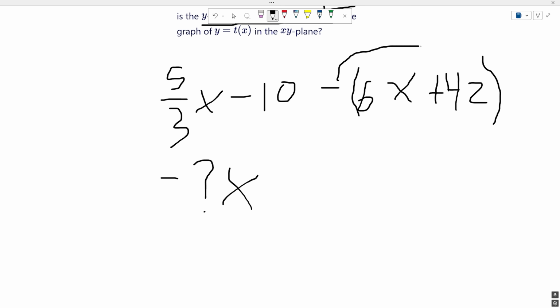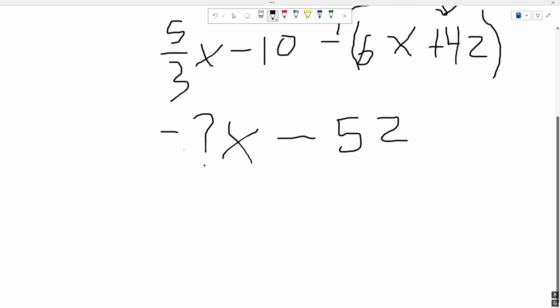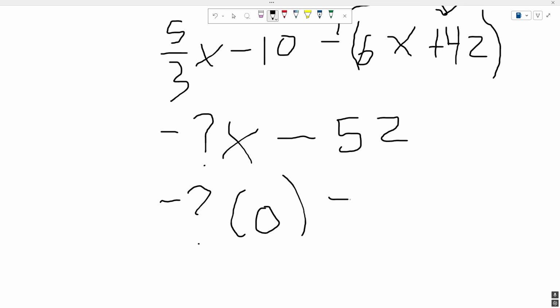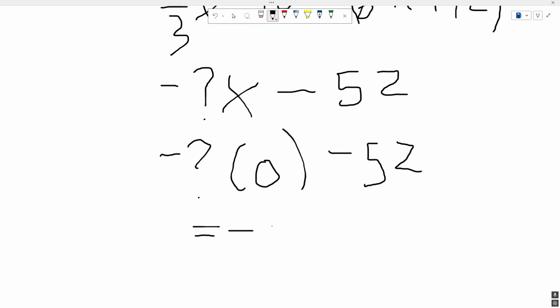Once we distribute this negative over to the 42, we're going to get negative 52. So we have a negative value of some x and negative 52. Now, again, if we plug in x as 0, then we're left with the y-coordinate, which is negative 52. And this is our answer.